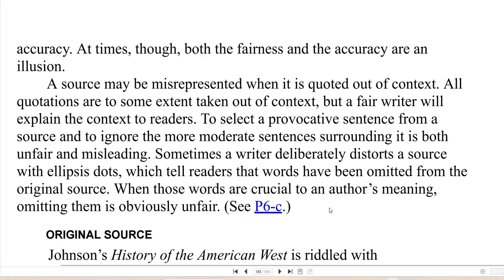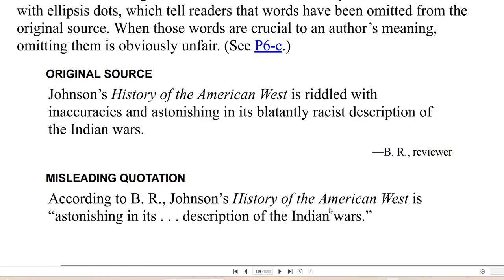To select a provocative sentence from a source and to ignore the more moderate sentences surrounding it is both unfair and misleading. Sometimes a writer deliberately distorts a source with ellipsis dots, which tell readers that words have been omitted from the original source. When those words are crucial to an author's meaning, omitting them is obviously unfair.